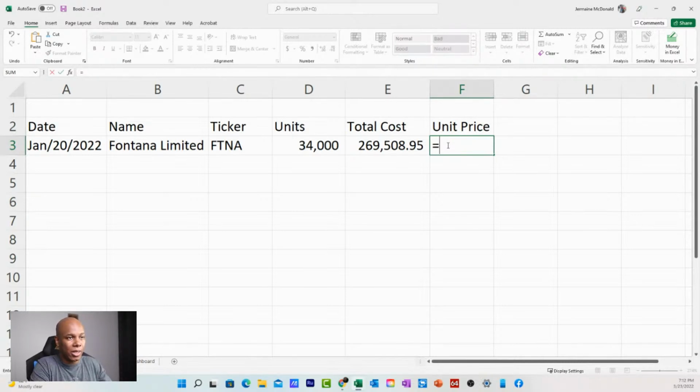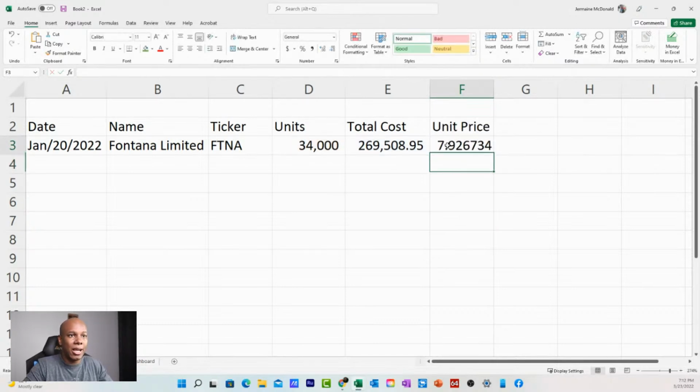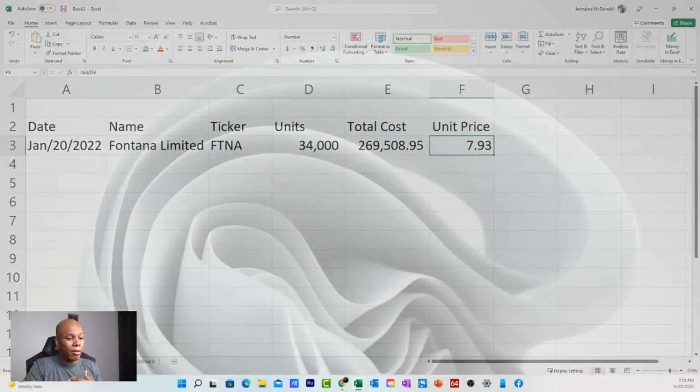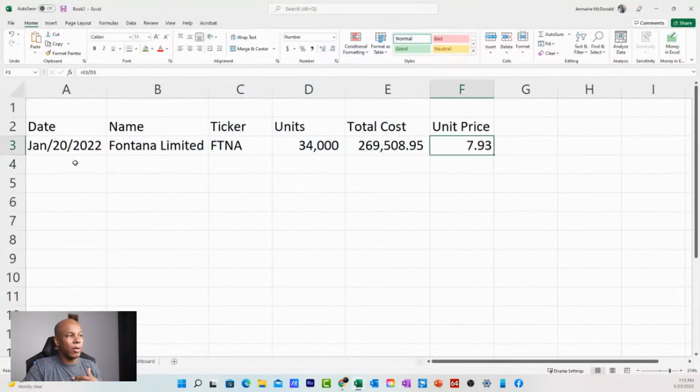So to get that, we're going to divide the total cost, which is in cell E3, by units in B3, and that's it. So I would have paid $7.93 per share. So this is a number that matters to me, not $7.85, which would have been the buy price at the time, but the actual price that I've paid per share. All right, so I'm just going to do some other transactions here very quickly to just fill up this table.